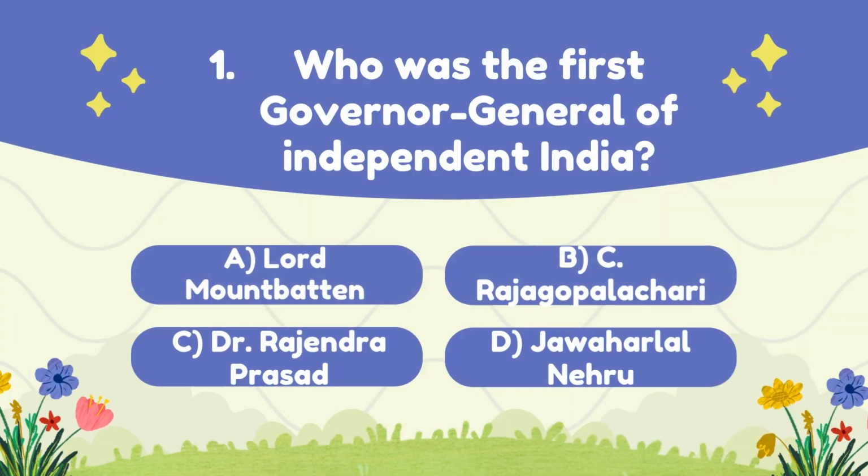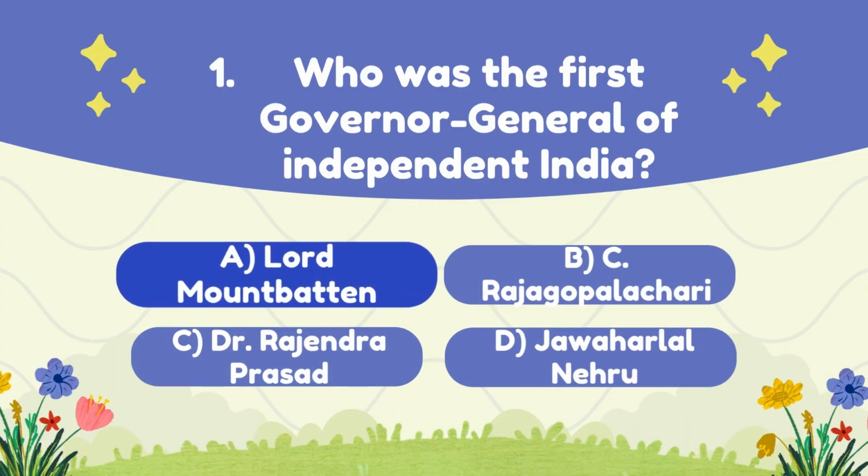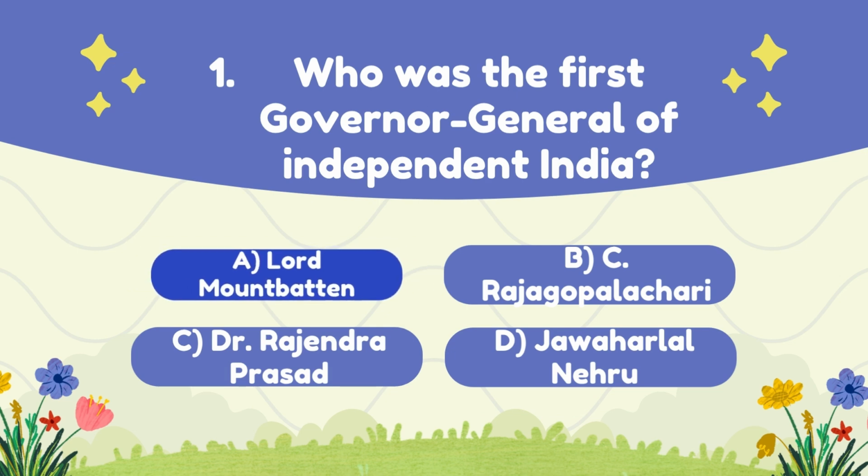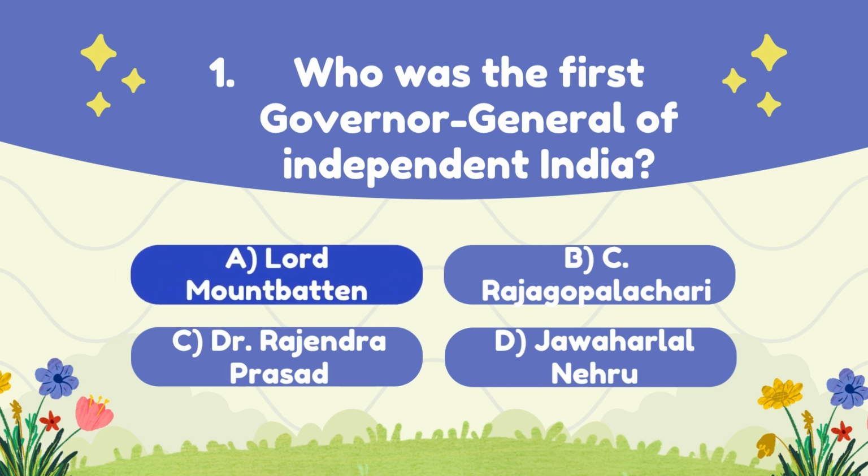Who was the first Governor-General of independent India? A. Lord Mountbatten. B. C. Rajagopalachari. C. Dr. Rajendra Prasad. D. Jawaharlal Nehru. The answer is Lord Mountbatten. He was the last British Governor-General and served post-independence until June 1948.